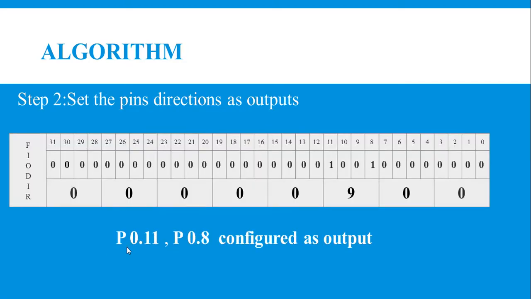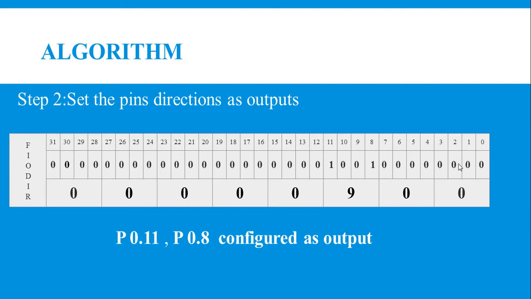Once you have configured those pins as GPIO pins, you have to set the direction of the pins. Direction means either input or output. To set the direction, you have to use the FIODIR register, that is the fast input output direction register. Here the pins are the 11th pin and 8th pin. If you want to make them an output port, the corresponding position of the register should be 1. If you want to make them an input port, the corresponding position should be 0. By default, the FIODIR register will have 0 value. That means by default all the general purpose input output pins are input in nature.